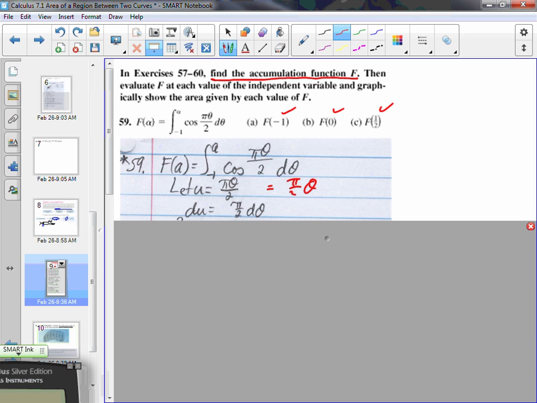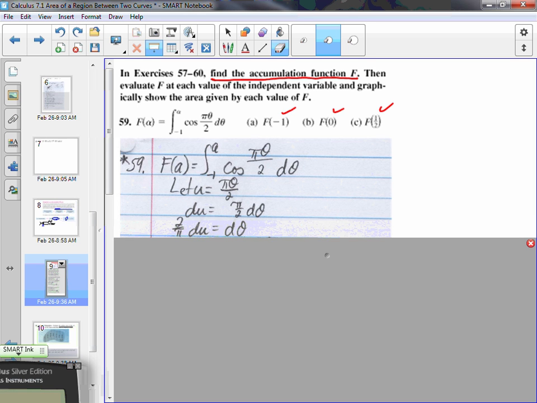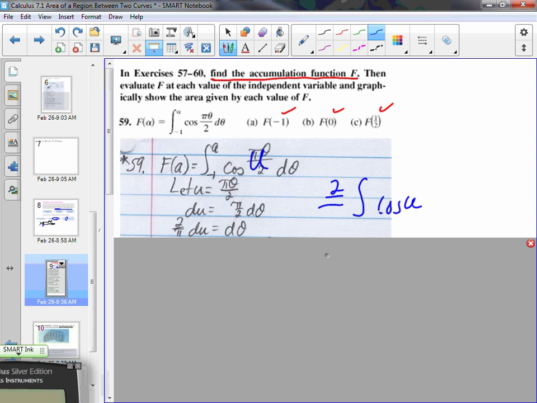That's all fine and dandy, except I don't have a pi over 2 d theta. I just have a d theta. So I need to multiply by 2 over pi, and I'll get 2 over pi du equals d theta. Now, you don't have to write this down yet. Just help me figure this out. If I've done everything I need to do to make the substitution, I can make that cosine of u, d theta, can be 2 over pi du. Is that all I got to do?